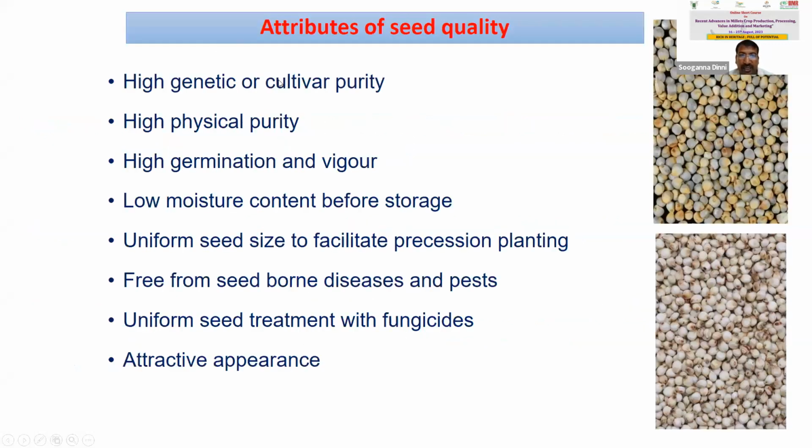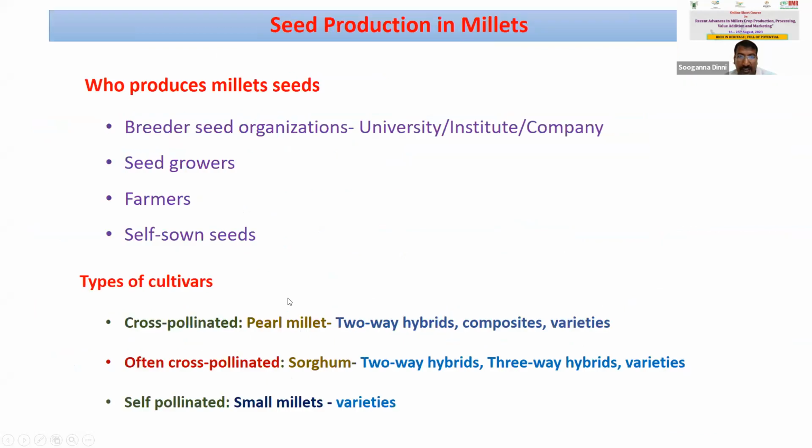So you have seen the different quality attributes of seeds. It should have high genetic purity, be physically pure, and have high germination and vigor. It should be at a safe moisture level, uniform in size, free from other inert matter, have uniform seed treatment, and be good in appearance.